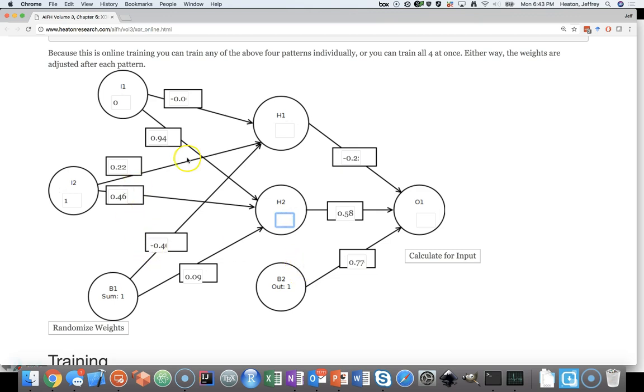So to calculate this whole thing, you would calculate hidden 1, hidden 2, then you would multiply hidden 1 and hidden 2. You'd apply the activation function or the transfer function once you'd summed them and put that into there, and then you'd multiply each by these weights and put the final sum here. And if you click Calculate for Input, it does that entire calculation for you. It's written in JavaScript, so it runs on the fly in the browser.